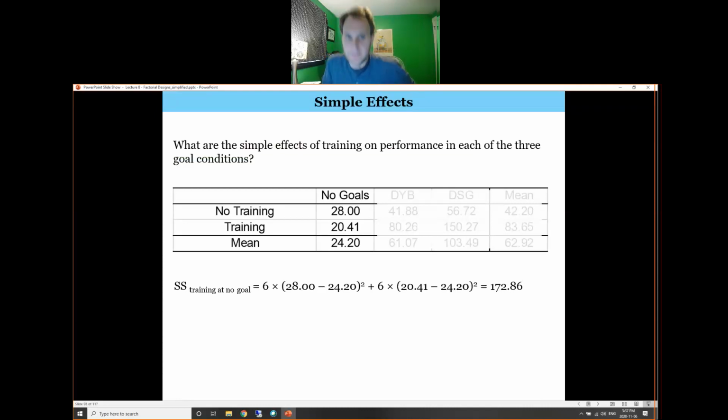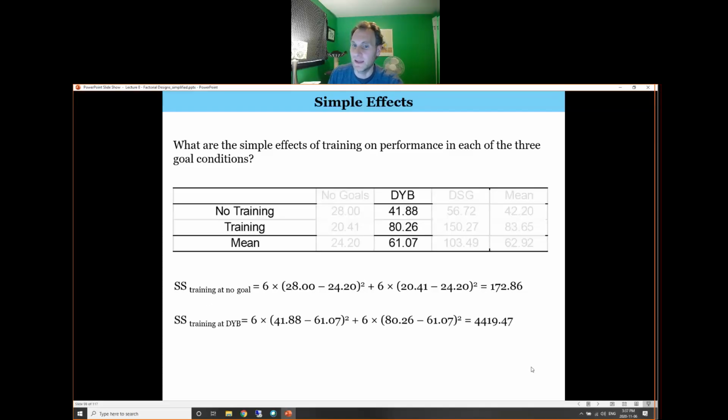So we're only looking at the no goals condition and the marginal mean here. So we can subtract the mean for the no training cell from the marginal mean, 24.2, square it, and multiply by the number of people in that cell. There are 6 people in that no training, no goals cell. We do the same thing for the training, no goals cell. Subtract out the mean from the marginal mean, square it, and multiply it by 6. And we find the sum of the squares for training at no goal is 172.86.